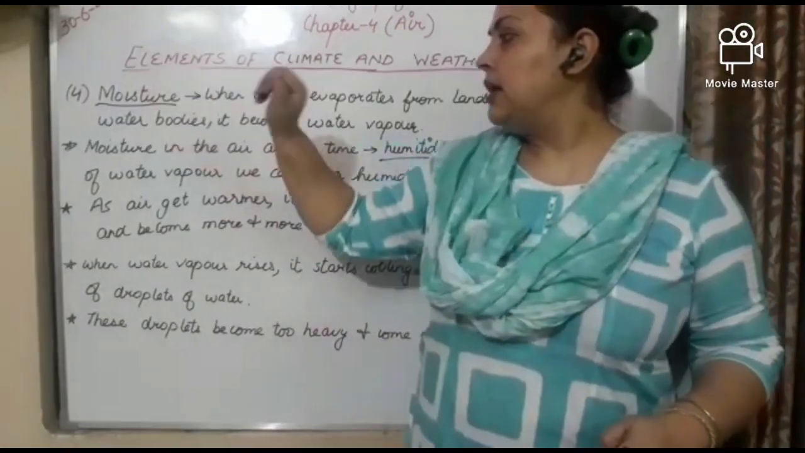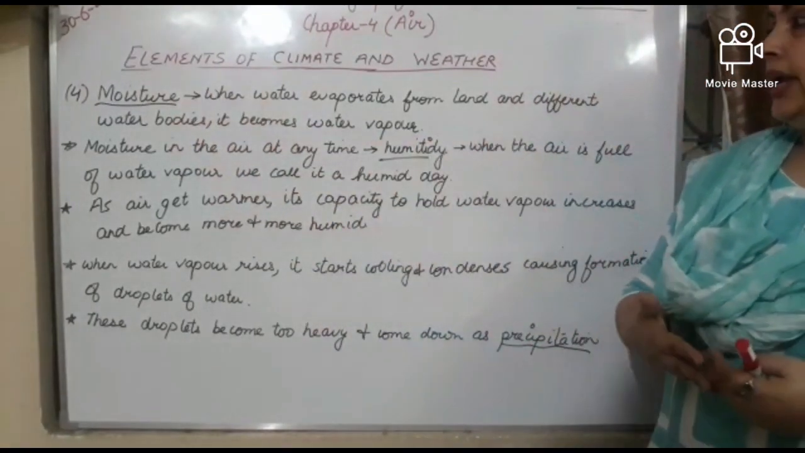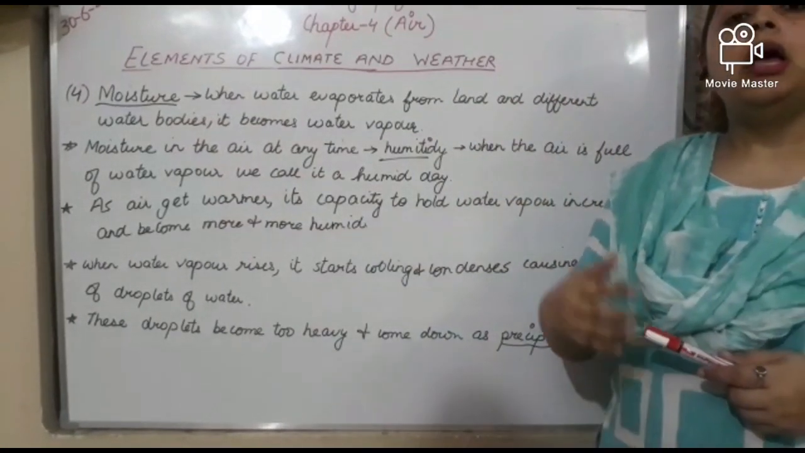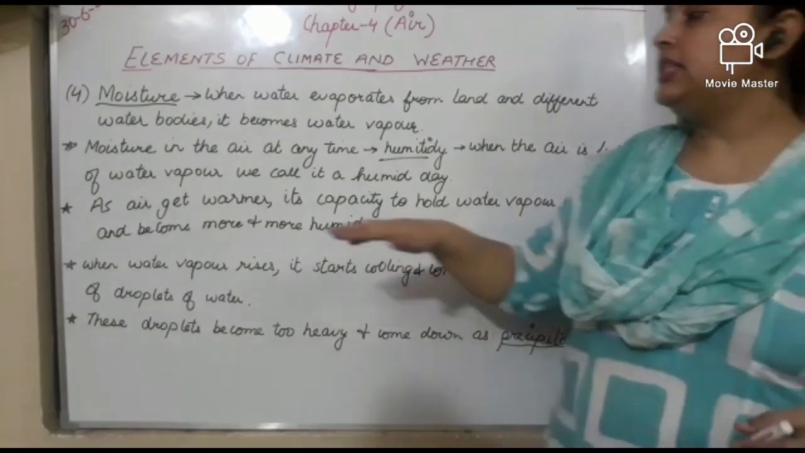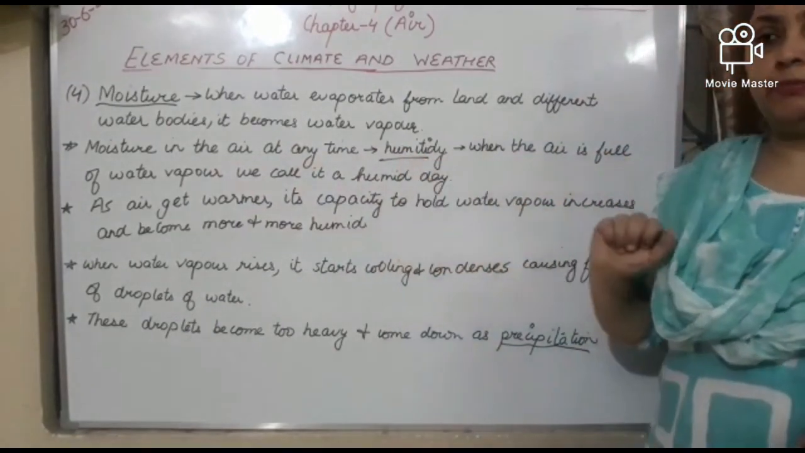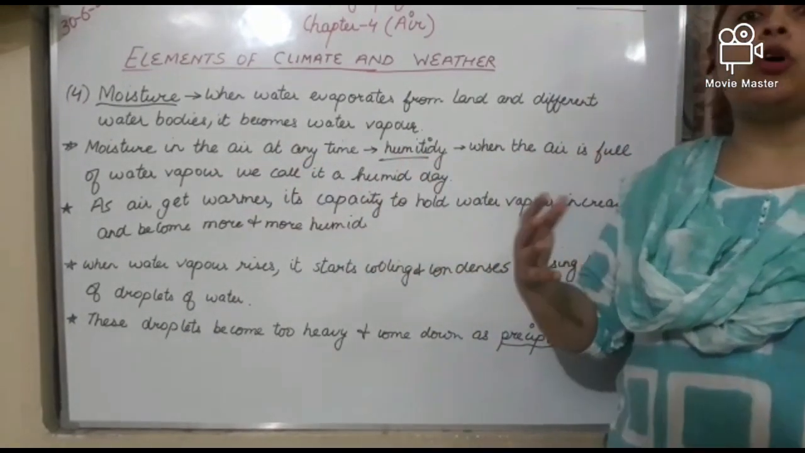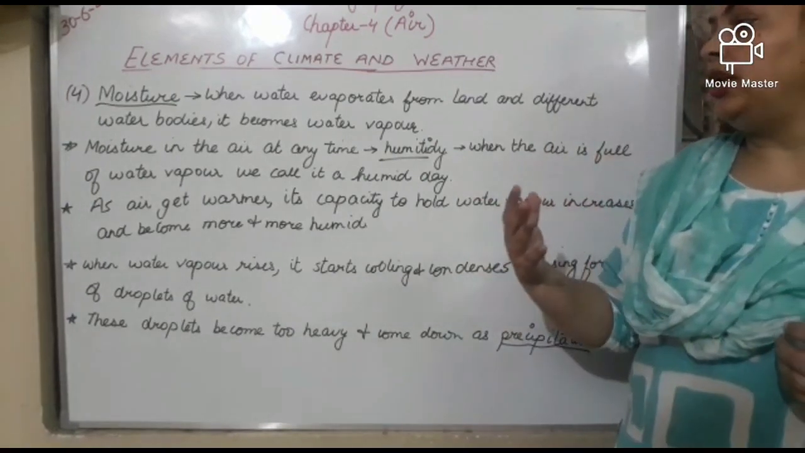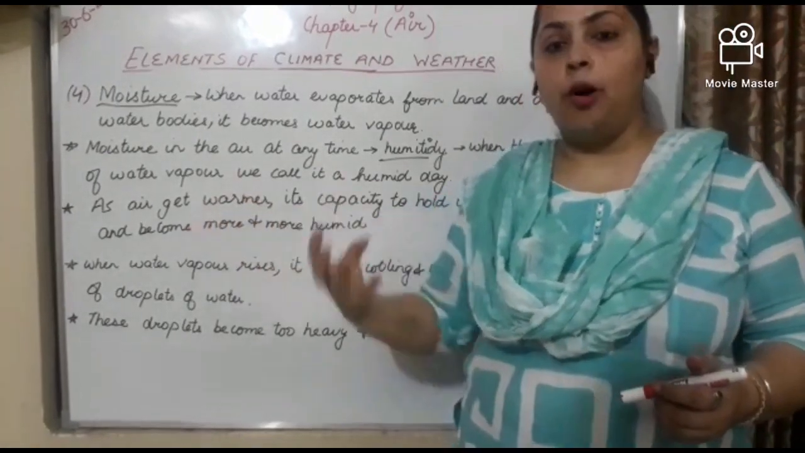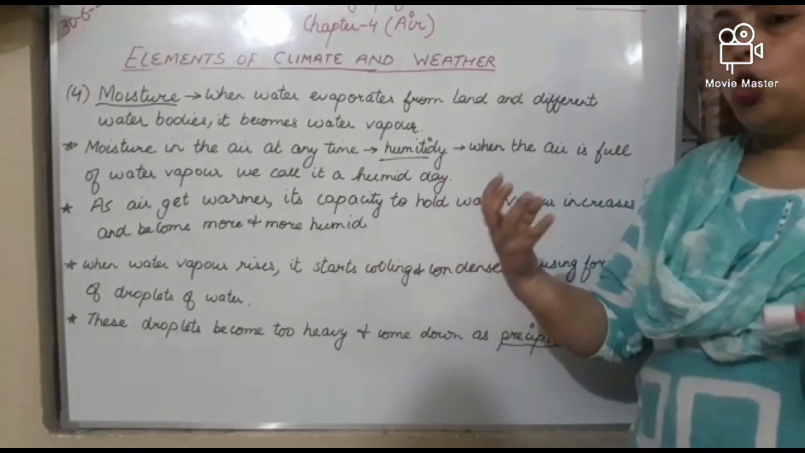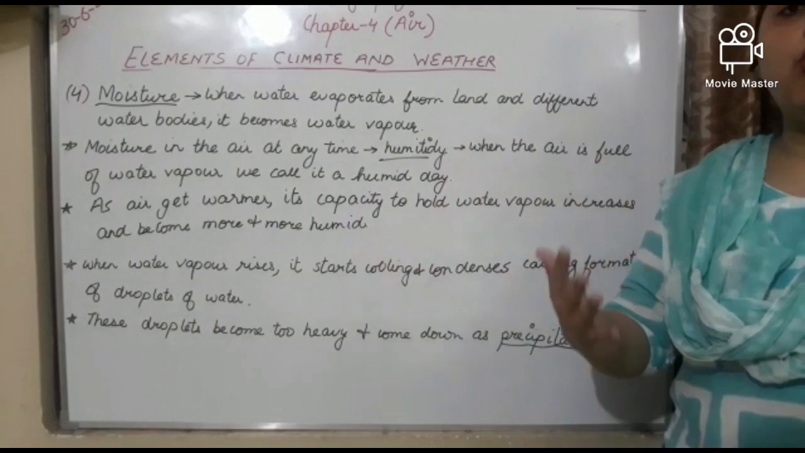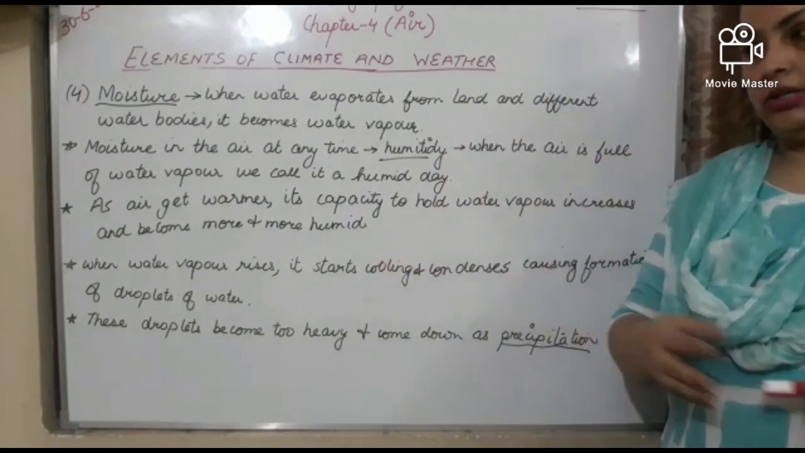The last element is moisture. When water evaporates from land and different water bodies, it becomes water vapor. And this moisture in the air at any time is known as humidity. When the air is full of water vapor, we call it a humid day. As air gets warmer, its capacity to hold water vapor increases and it becomes more and more humid.